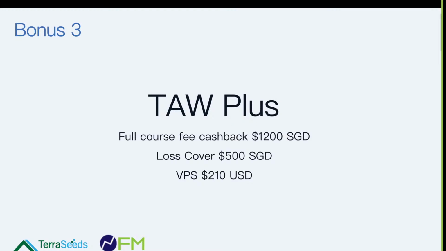Now at the same time, we have a loss cover of $500, which means that when you trade and you make a loss of $500, then this $500 is covered. It will be paid back to you. If you make a profit, don't have. But if you happen to make a loss, then your loss will be paid back to you in your account, treated as if you don't have this loss, but the maximum is only 500 Sing dollar. In order for the automation to happen, we are also giving out this VPS that costs 210 USD.